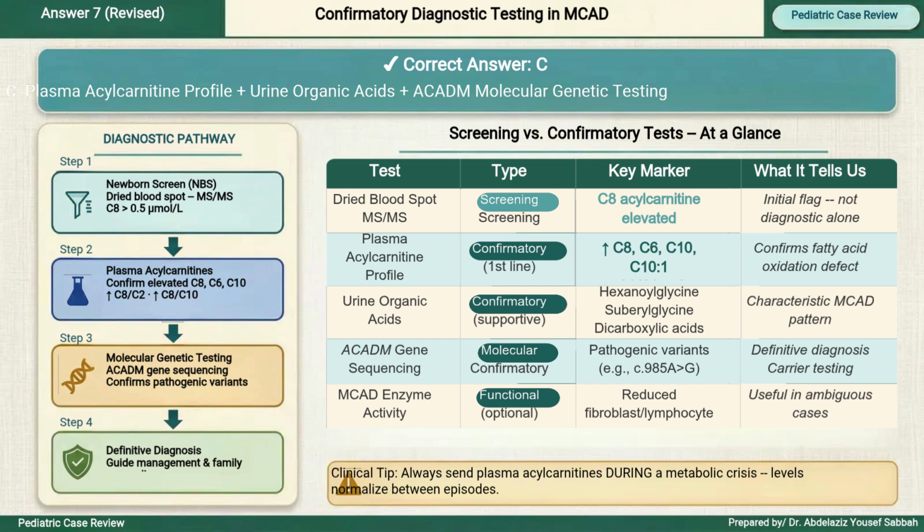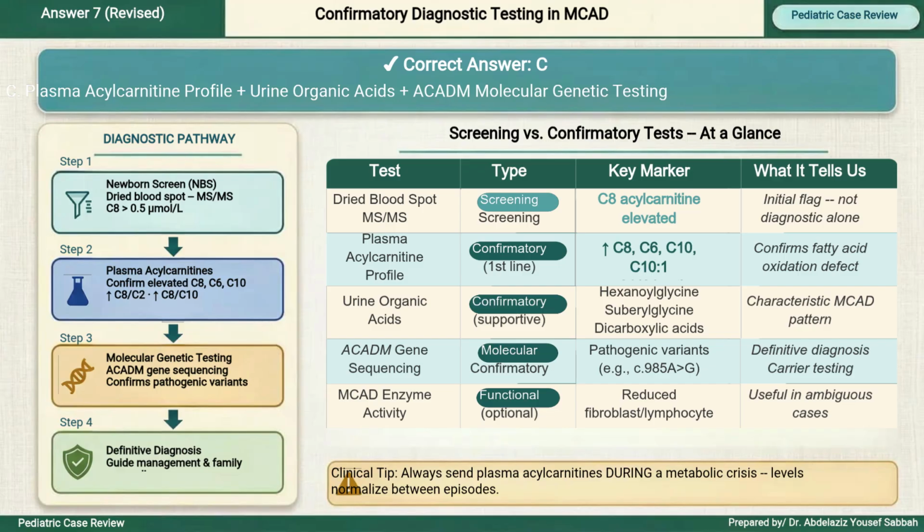Step 3 is molecular genetic testing of the ACADM gene to identify pathogenic variants and confirm the diagnosis definitively. Urine organic acids provide supportive evidence showing hexanoylglycine, suberylglycine, and dicarboxylic acids, which are characteristic of this deficiency. An important clinical tip: always send plasma acyl carnitines during a metabolic crisis because levels may normalize between episodes.